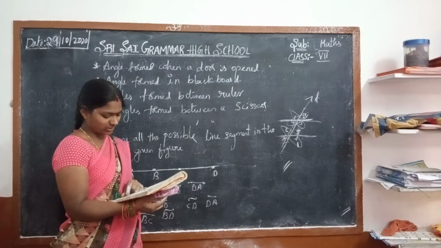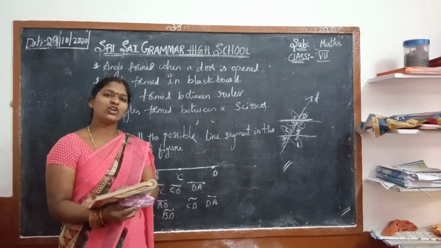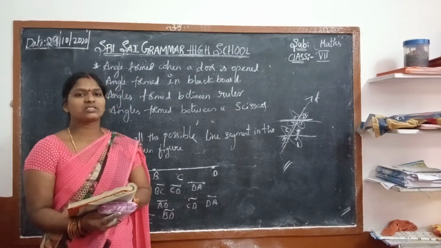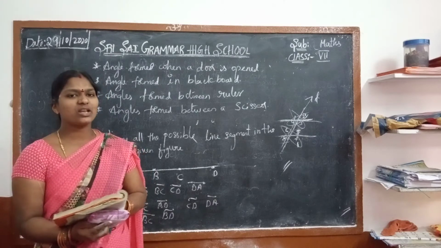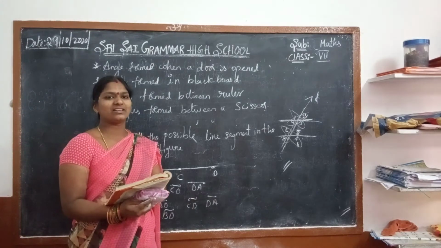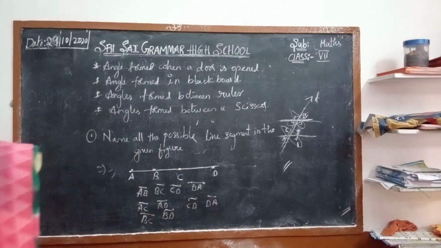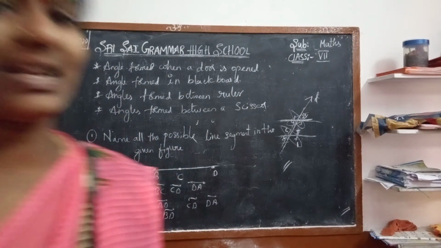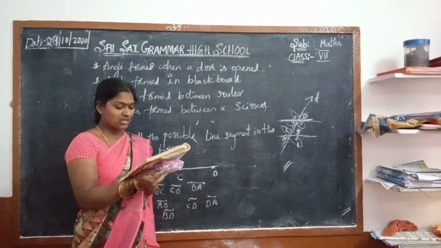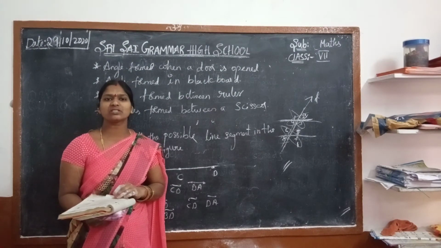Acute angle means above 30 degrees and below 60 degrees. What is obtuse angle? Above 60 degrees and below 90 degrees is called obtuse angle, and exactly equal to 90 degrees is called right angle. Then straight angles are nothing but linear pair, which is equal to 180.